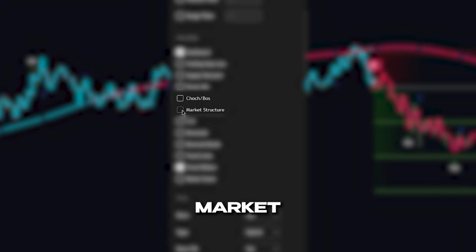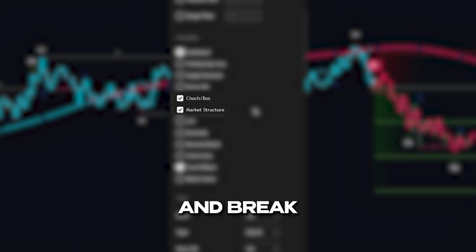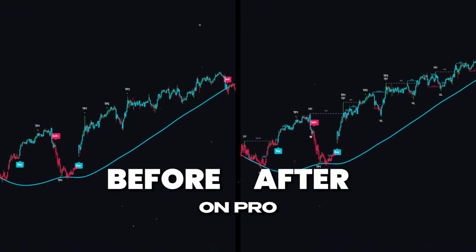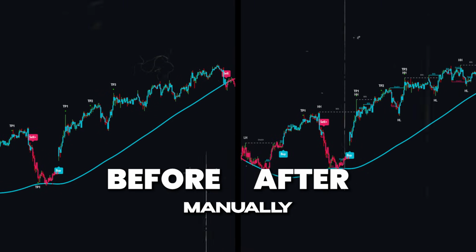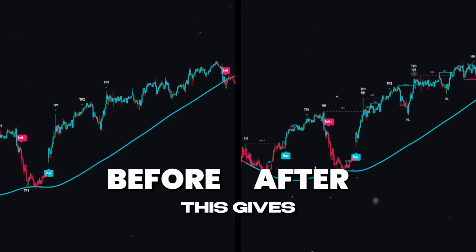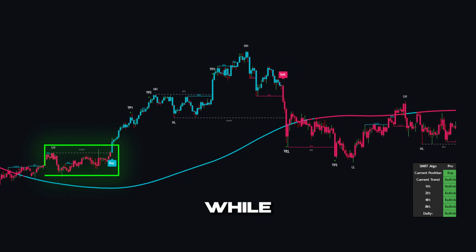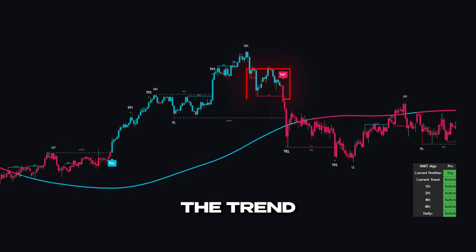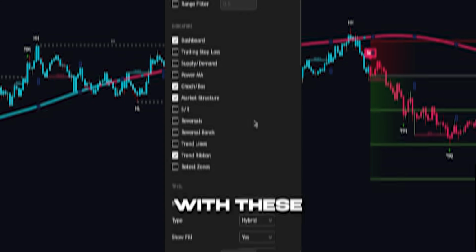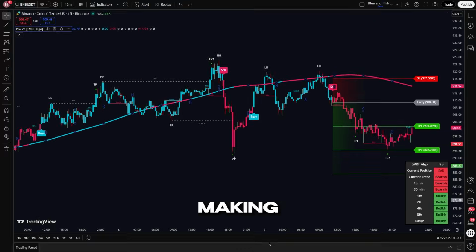Now we enable market structure, including change of character and break of structure. Once this is on, Pro V3 automatically marks structure shifts on the chart. You no longer need to manually guess where structure breaks happen. This gives us context. If we're getting buy signals while bullish structure is holding, that's exactly what we want. If structure starts breaking against the trend, that's a warning sign to be cautious. With these features enabled, the signals start making a lot more sense.